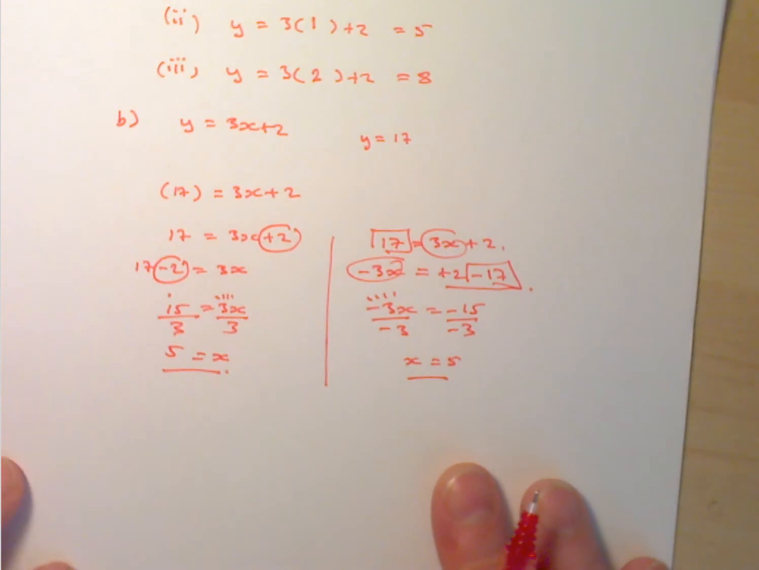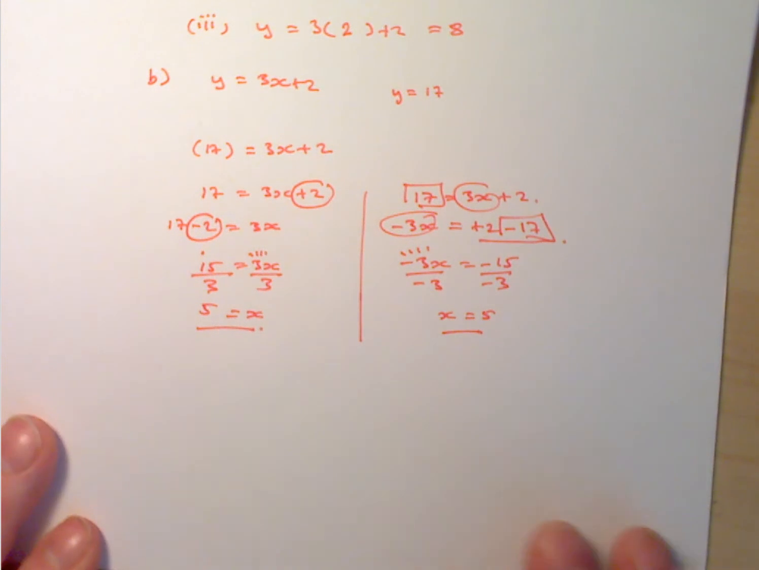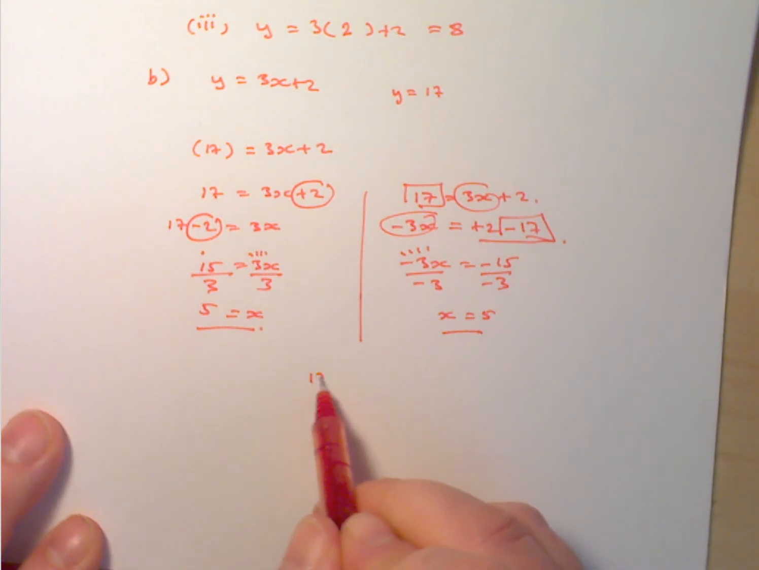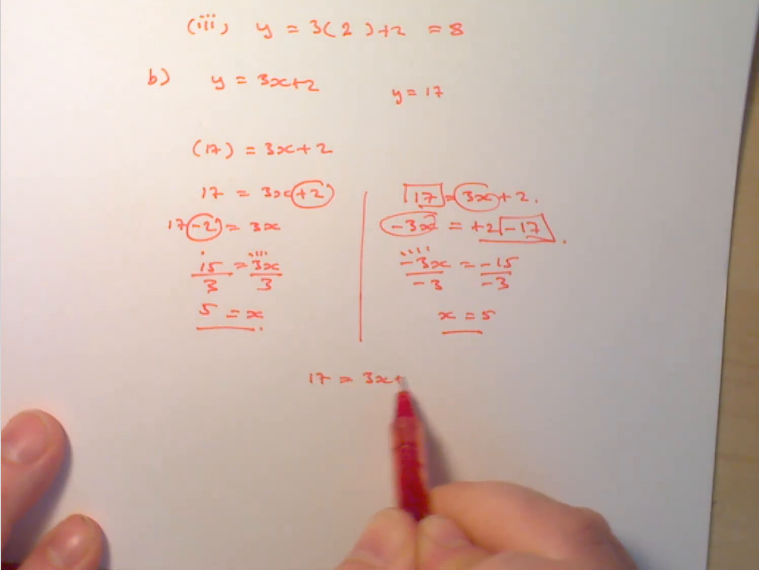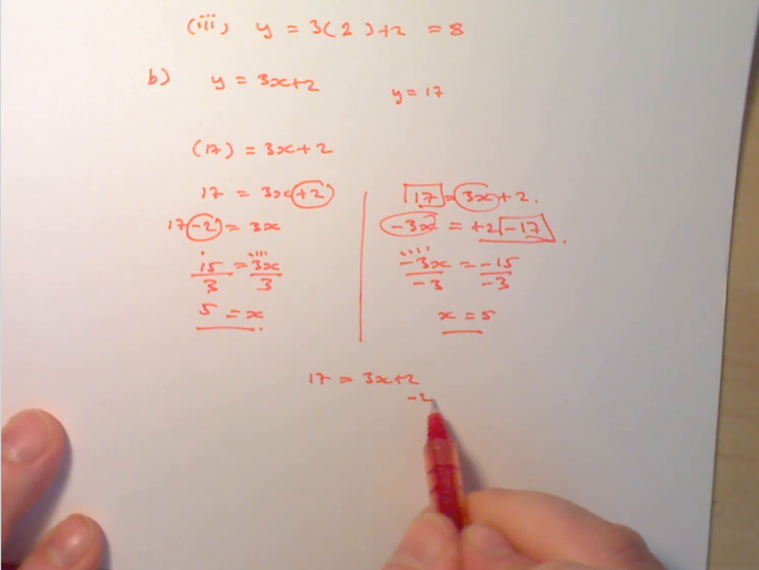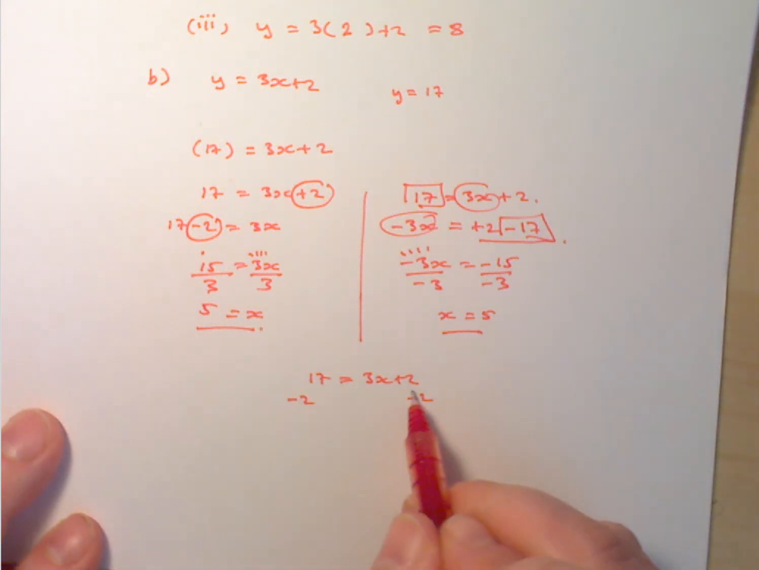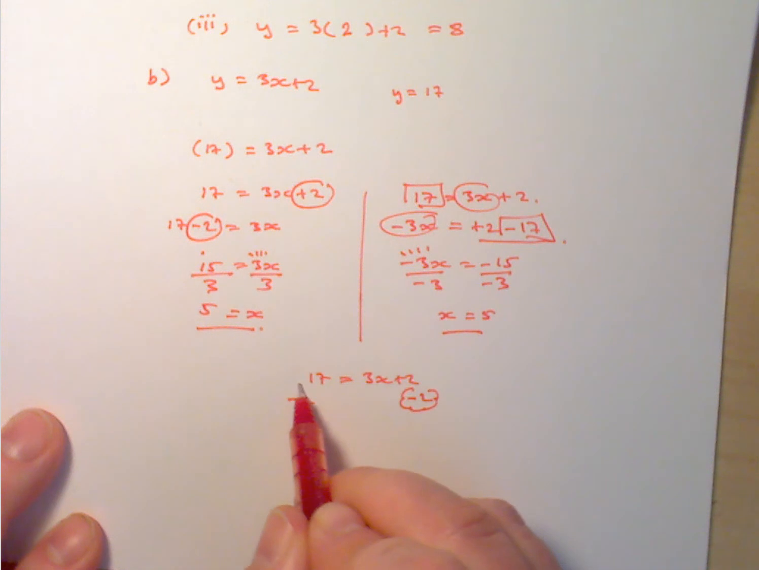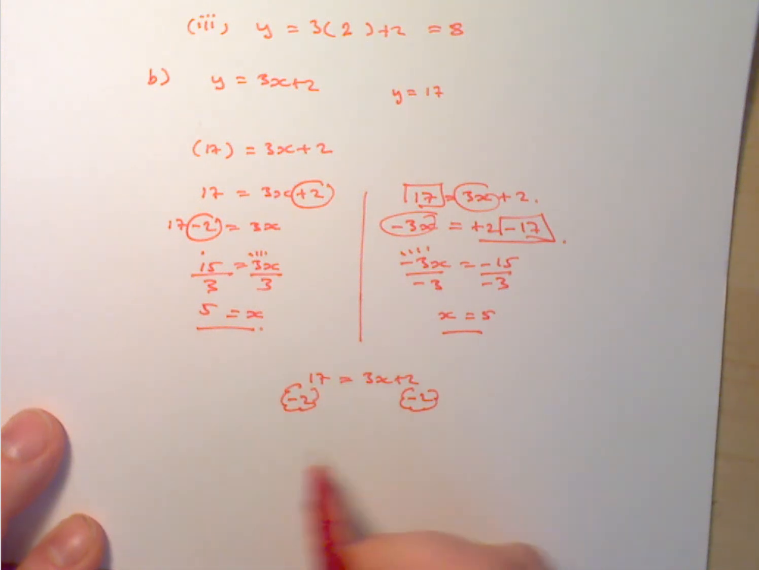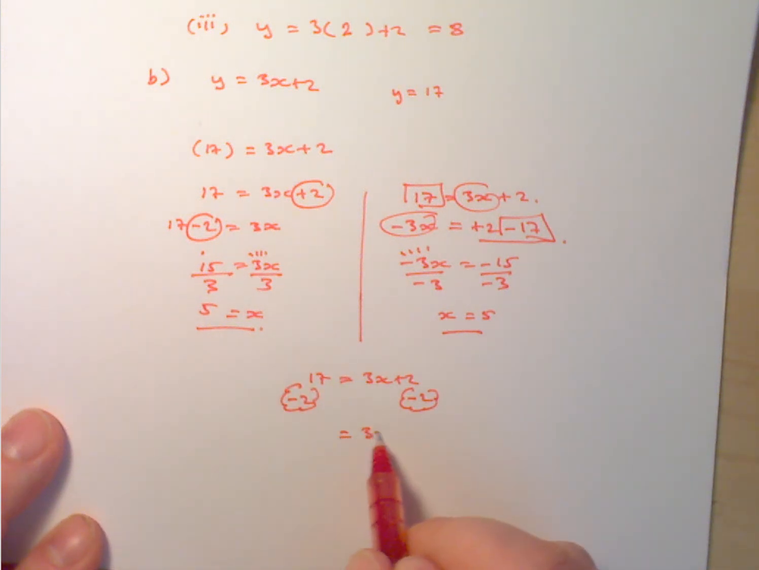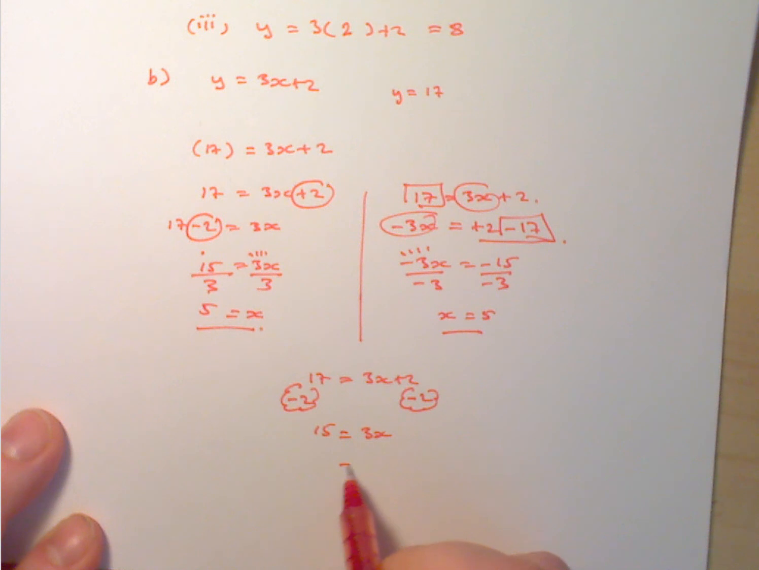And then finally, another way of doing it, with 17 equals 3x plus 2, would be to take 2 from both sides. Now you can either do it written on the page like that, or you can just do it in your head. Okay, the fluffy clouds means that you do it in your head. And 3x equals 15, and therefore x is equal to 5.